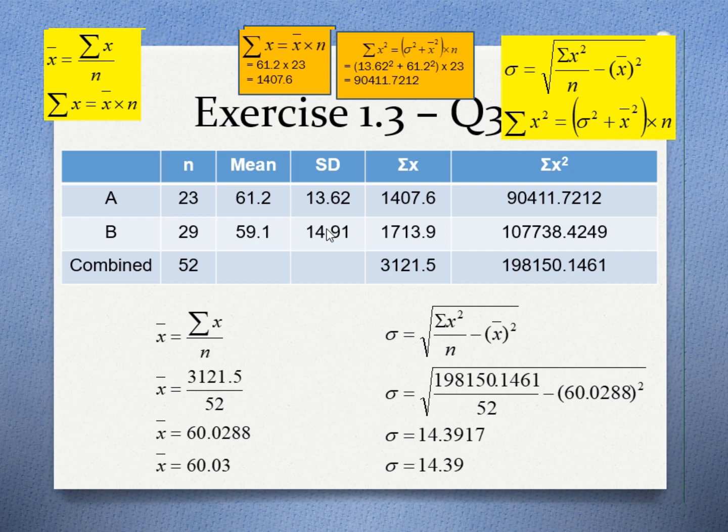So what we're going to do, we need 3 things, right? We need to combine the n. That's why we have a total of 52. We need to combine the sigma x, we put the total down here. We need to combine the sigma x squared, we'll put the total down here. So, all right, we'll do one by one, okay?